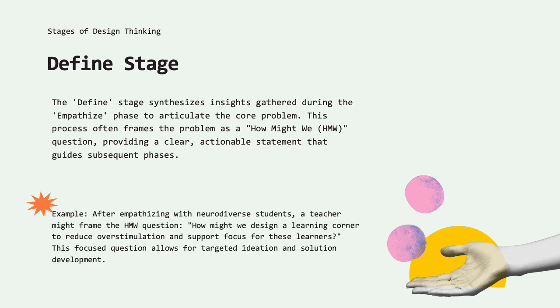An example for this would be after empathizing with neurodiverse students, a teacher might frame the how might we design a learning corner to reduce overstimulation and support focus for these learners. This focused question allows for targeted ideation and solution development.